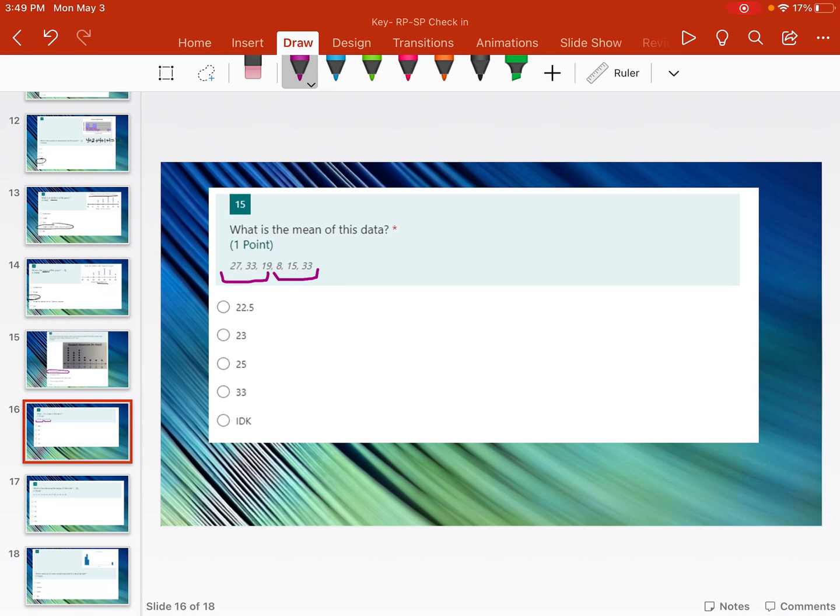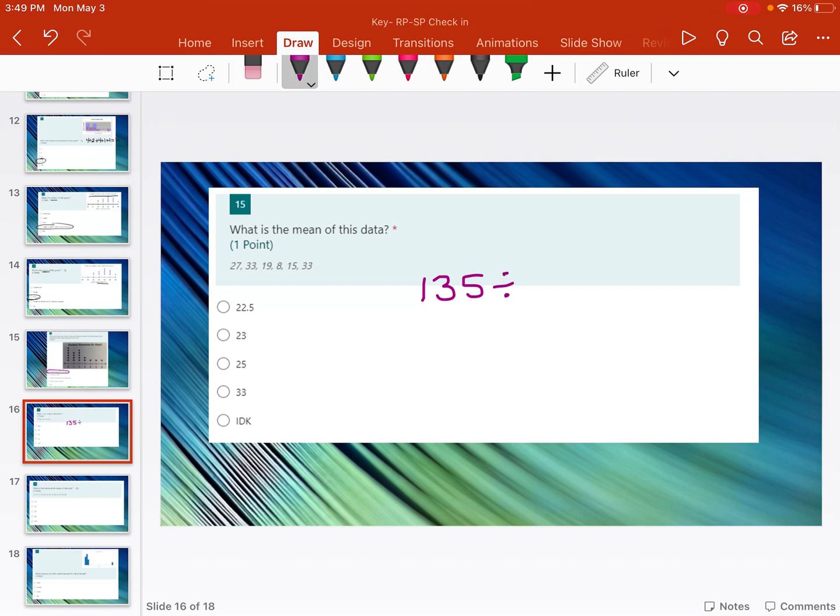So 27 plus 33 plus 19 is 79. And then 8 plus 15 plus 33 is 56. And if I add those together, that is 135. So you don't have to break it up that way. I just always find it a little bit easier to make sure I don't miss anything.